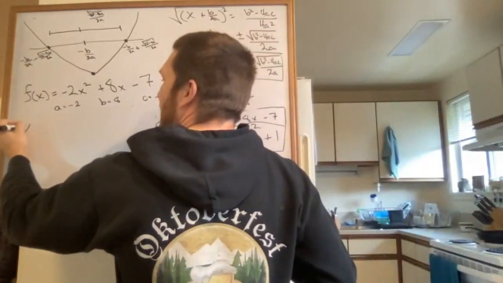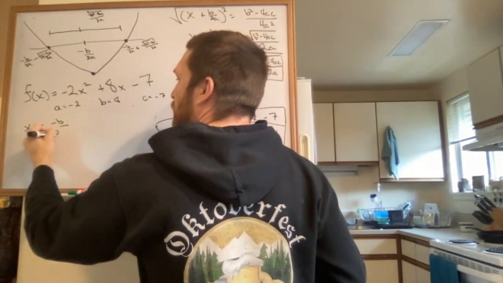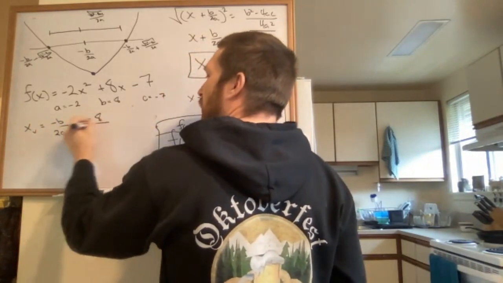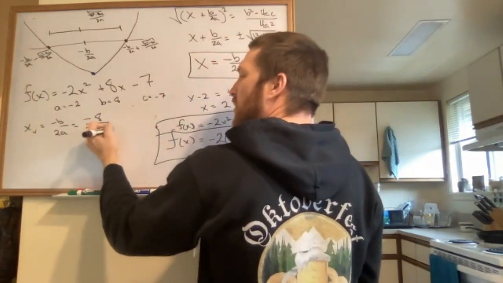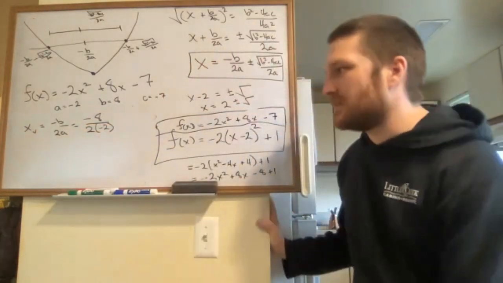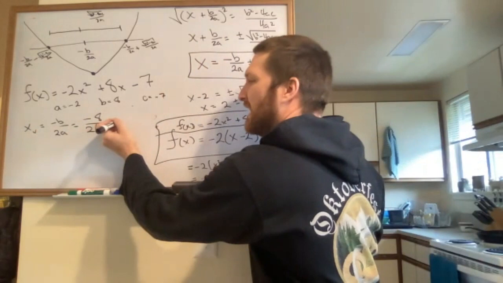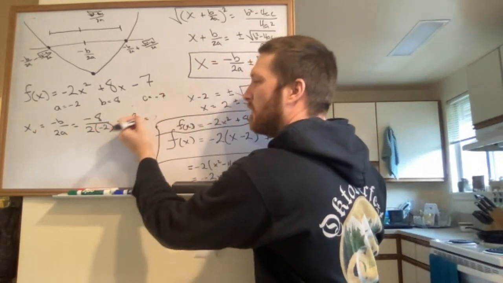We say that the x for the vertex is equal to minus b over 2a. Minus b would be minus 8 over 2 times a, which is minus 2. Note how I'm using parentheses. This is your best friend right here. Okay, so that's negative 8 over negative 4. What's negative 8 over negative 4?